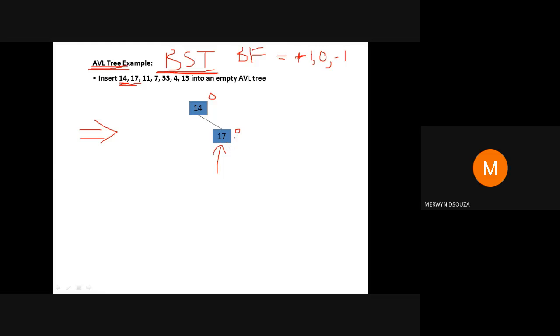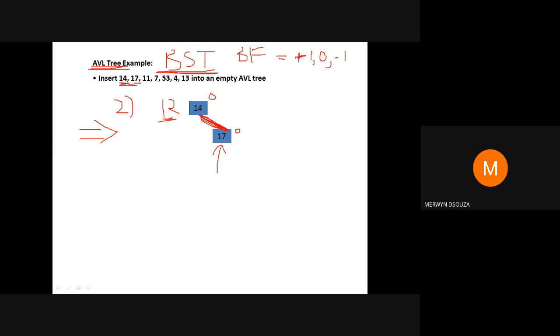Once you have calculated the balance factor of 17, you have to trace the path backwards all the way back to the root. In this tree, there is just one more node besides 17, that is 14, and 14 is the root. Otherwise, if there were more nodes, you would go backwards along the path, calculating the values of all the nodes on the path till you reach the root. I'll show you how it is done.